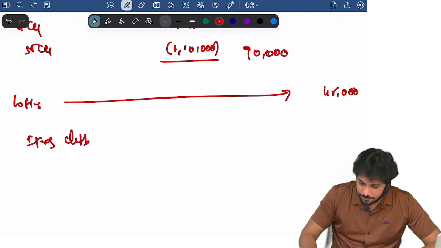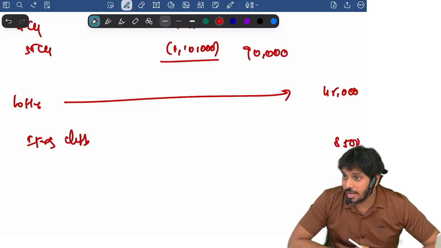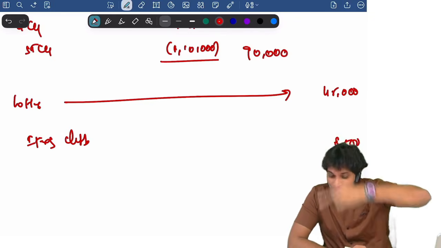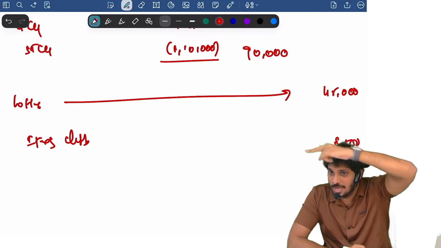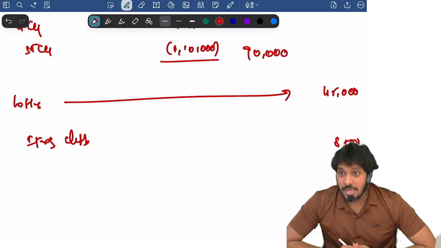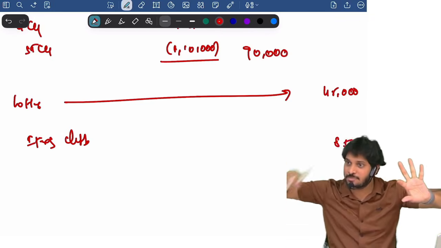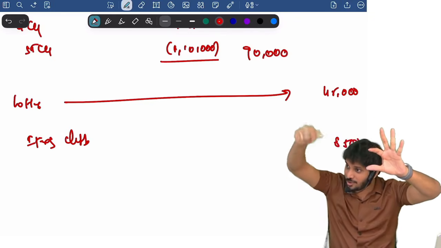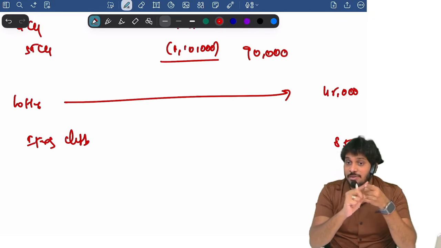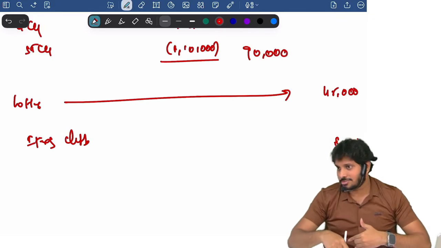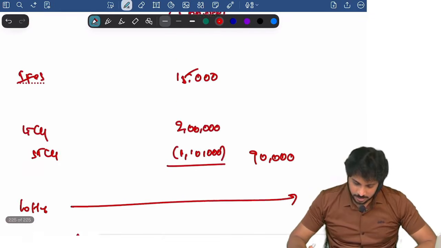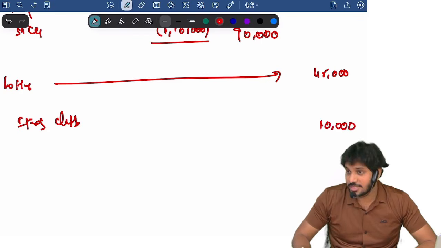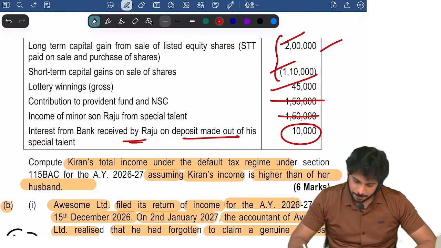How much is that? 8,500. Yes or no? After applying set off, we should add it. That's why I directly took it to the outer column. Because income of a minor child is added in the income of the parent whose total income is higher. Total income is computed after adding everything in Chapter 6 only, so clubbing income of minor is not eligible for set off and carry forward. Understood? Fine. Sorry, 10,000, no? No 1,500 benefit, right? Yeah, 10,000. Yes. Next. That's it.